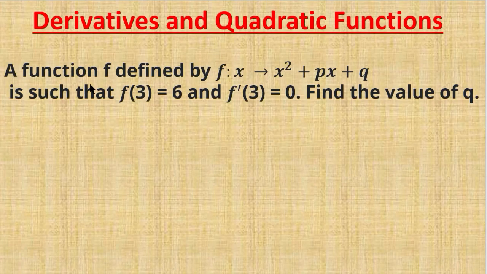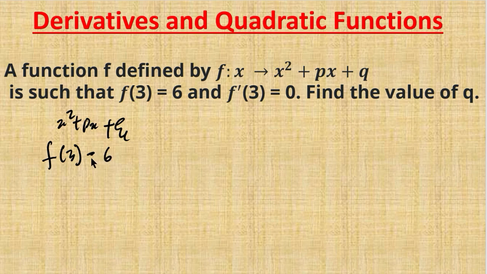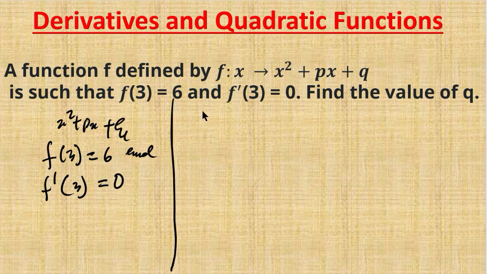We have this question that involves derivatives and quadratic function. The question says a function f is defined by x squared plus px plus q, and is such that f of 3 will be equal to 6, and the first derivative f prime of 3 will be equal to 0. Now, let's form equations from this.